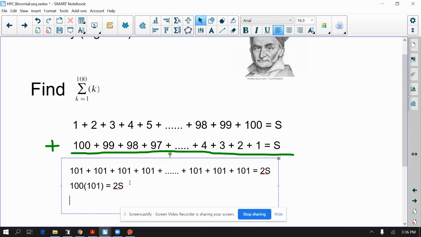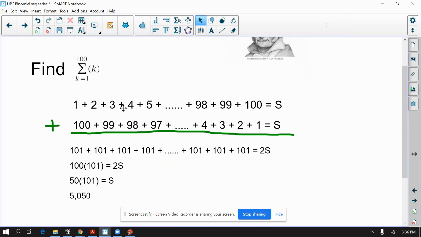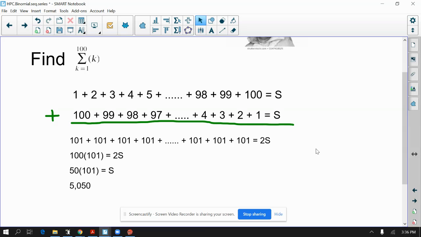So divide both sides by 2, and you get 50 101s. And multiply 50 by 101, and you get 5,050, and you're done. And that is the correct answer. If you take 1 plus 2 plus 3 all the way to plus 100, you will get 5,050. And that 9 or 10-year-old Gauss figured that out. Who knows if that story is true, but if it's going to be true for anybody, it would be true for this guy.